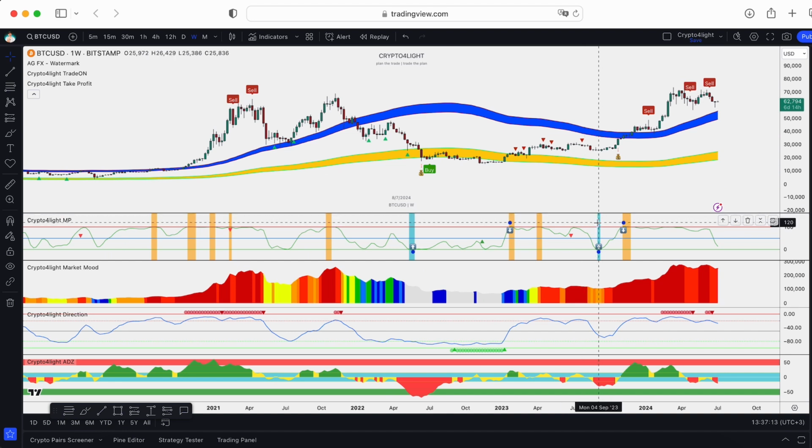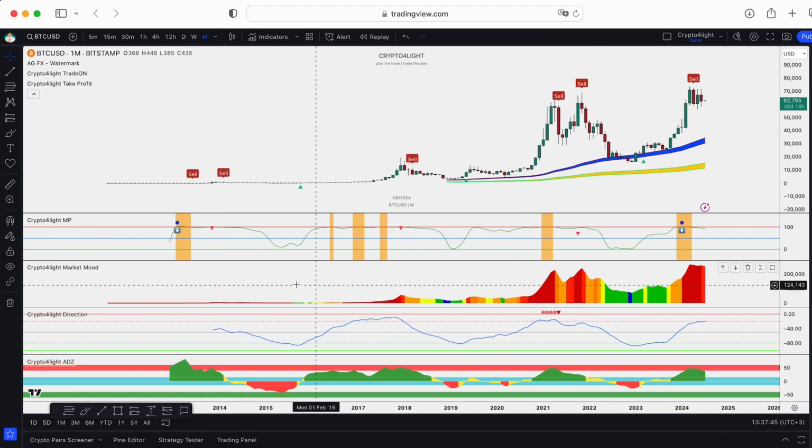Then we got the money inflow once again in September 2023 at 25. So on average, we can say the average entry of big players for Bitcoin is around 26K. So that's the point.